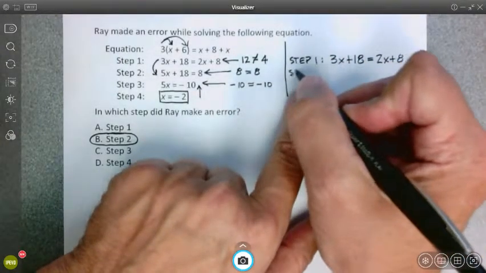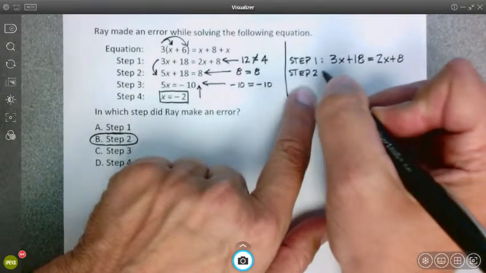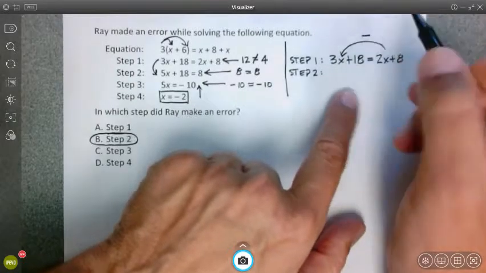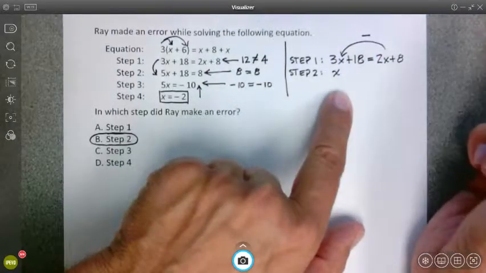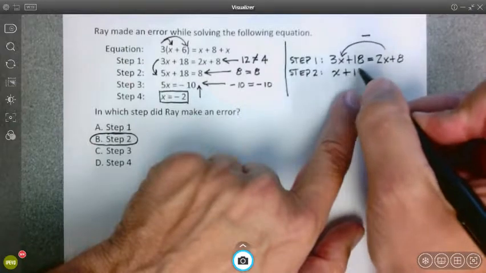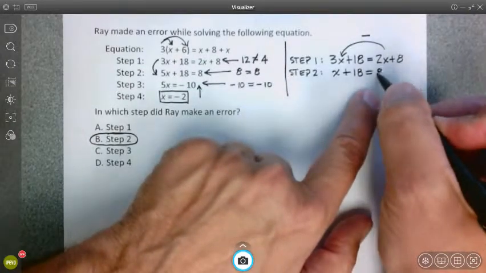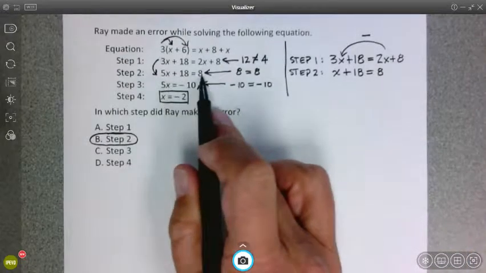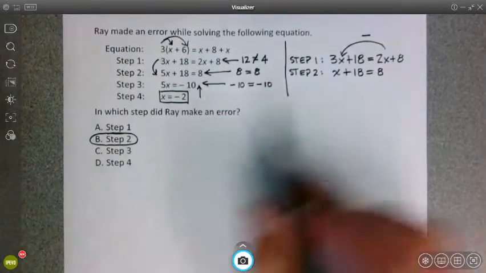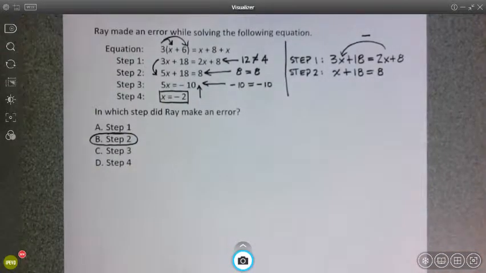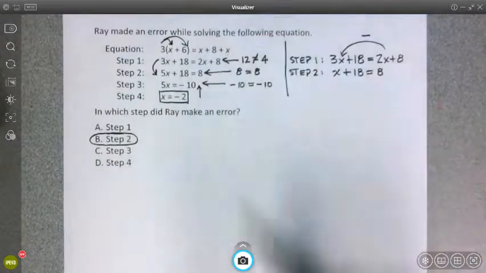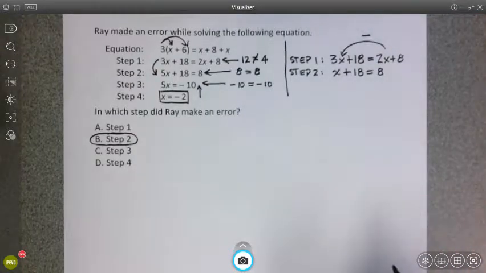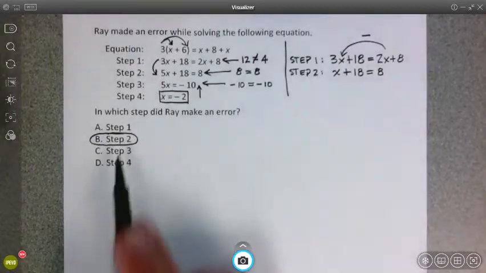Step 2, if I had solved this correctly, would have consisted of bringing the 2x to this side and doing a subtraction leading to x, and then I add the 18 and it equals 8. And I can see indeed in step 2 there was an error made. I have 5x plus 18 equals 8 in the problem statement. It should have been x plus 18 equals 8. So whether we do this numerically working backwards as I just showed, or if you are able to do it algebraically, we get the same result: the error was in step 2.